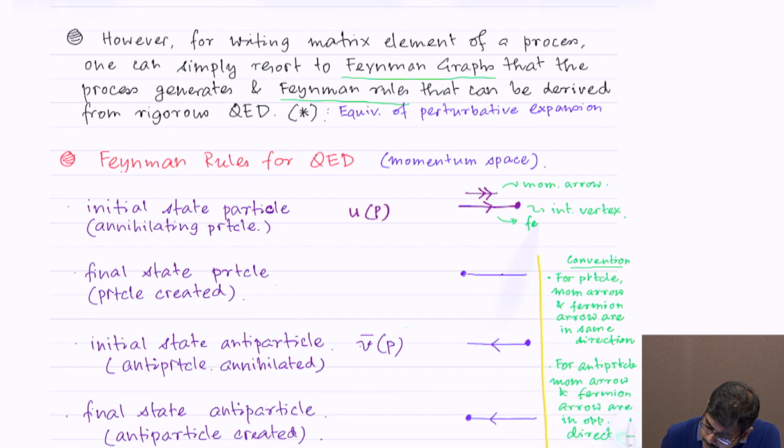And for a particle, you can also say that this is the direction of the spin or something, but whatever. So, the fermion arrow and the momentum arrow, when they point along the same direction, this basically represents a particle-like state, and this is an initial state particle or annihilating particle, because this particle is annihilating into the vertex. So, this is my rule to describe an initial state particle. The mathematical representation is u of p, the pictorial description is exactly like this.